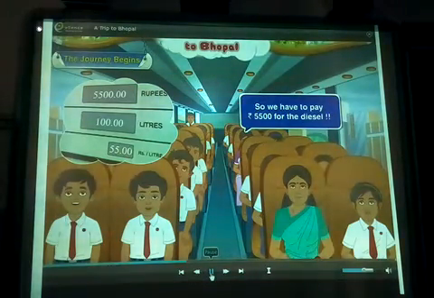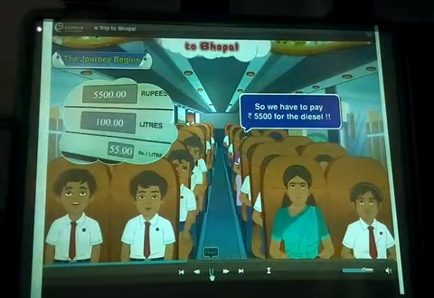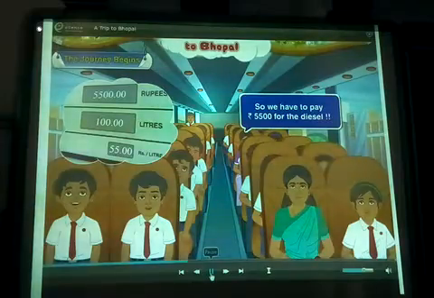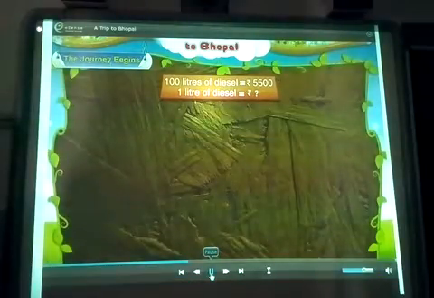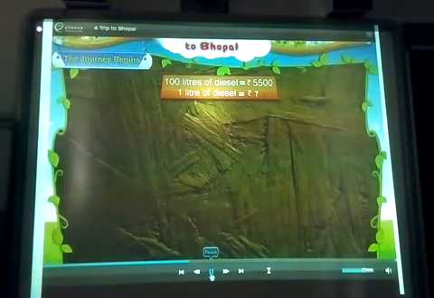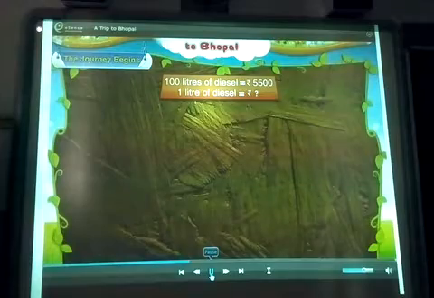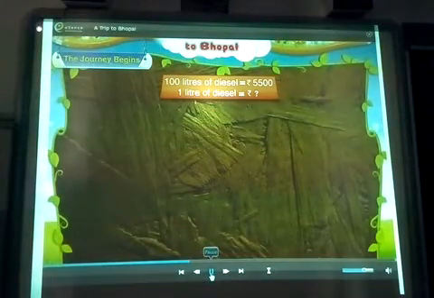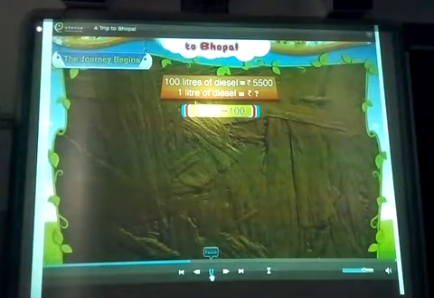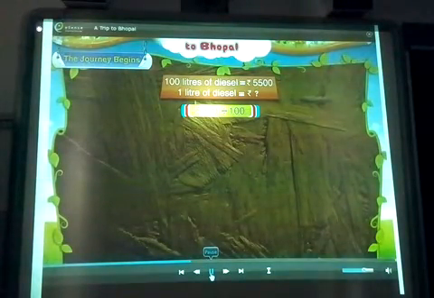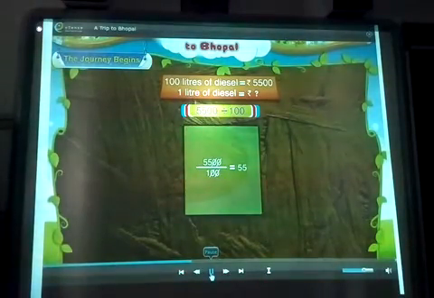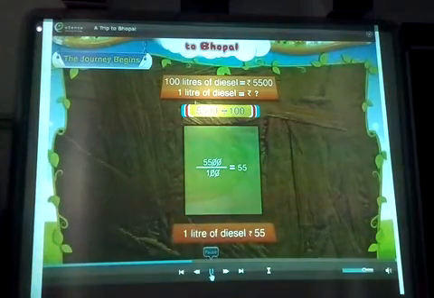5,500 rupees for the diesel. Look in the picture and find the price of 1 liter of diesel. If 100 liters of diesel costs rupees 5,500, then how much is the cost of 1 liter of diesel? To find this, we divide 5,500 by 100 and we get rupees 55. Therefore, the cost of 1.